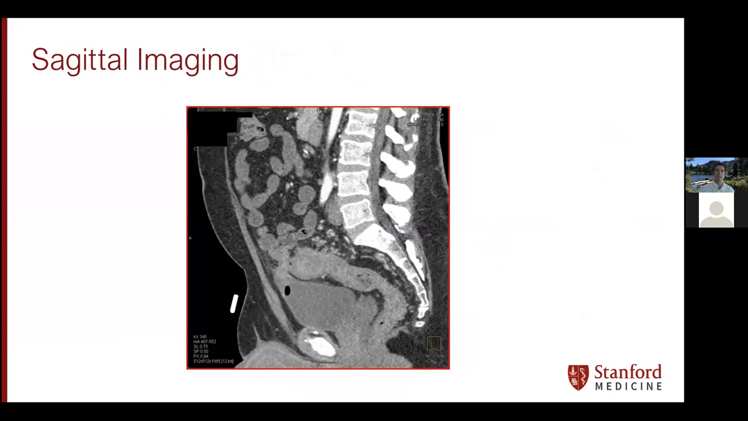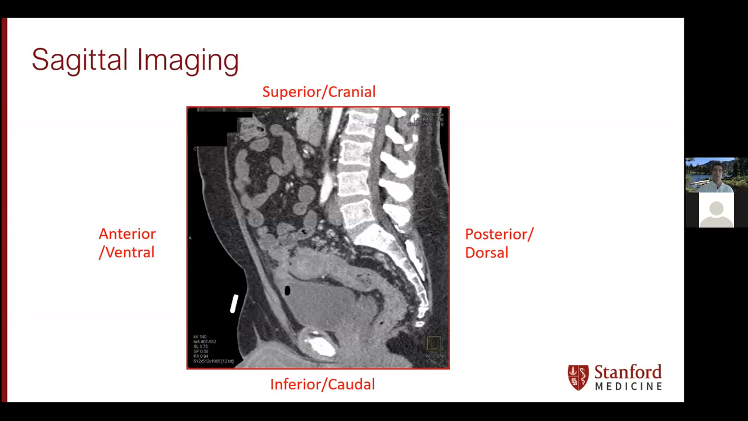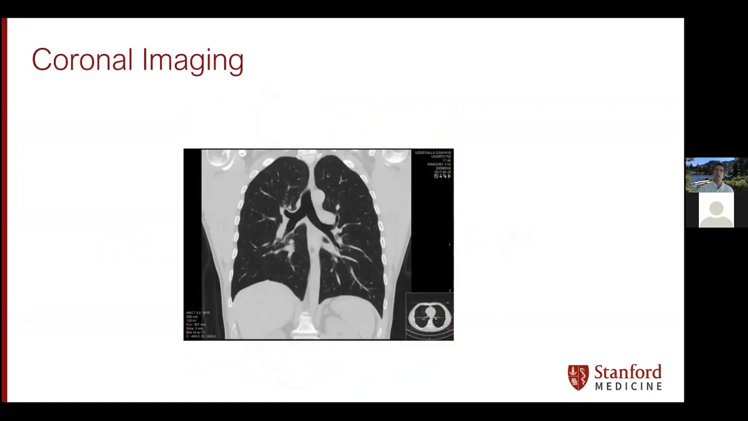Then you have sagittal imaging, which again is where you cut from front to back. And sagittal imaging again provides you four anatomic positions that you can use. So you have anterior or ventral, posterior or dorsal, superior or cranial, and inferior or caudal. And then finally, you have coronal imaging, which again, just remember the sun, where you cut from left to right, straight through. And so on this, you have right, which again is left because it's anatomic positioning, left, which is your right, superior or cranial, and inferior or caudal.